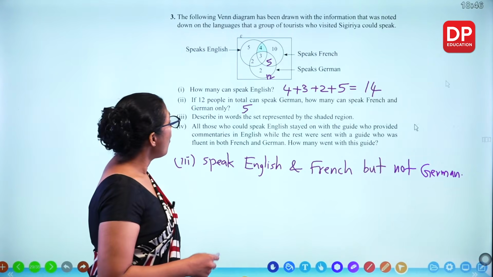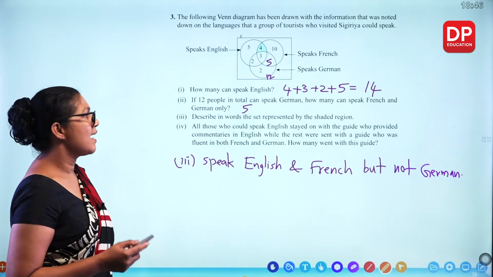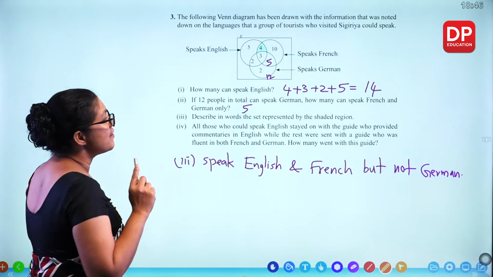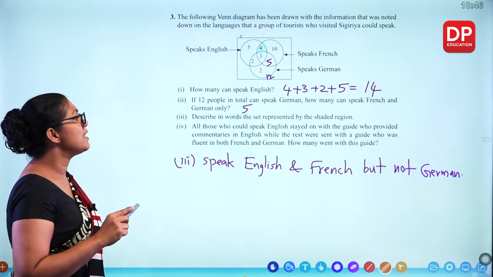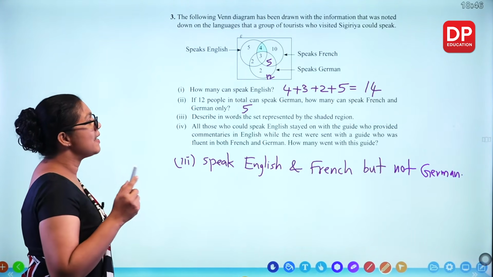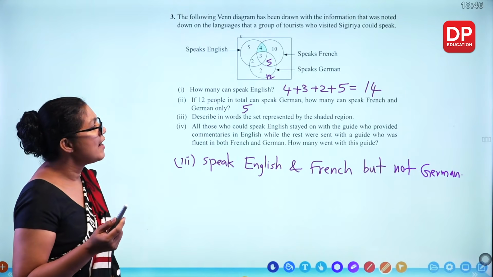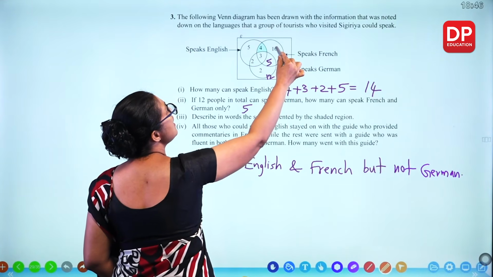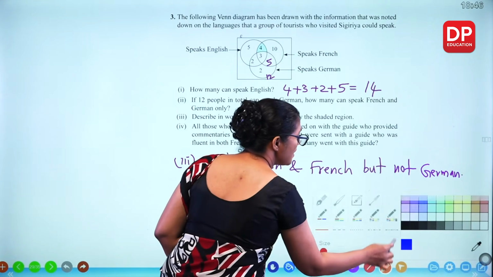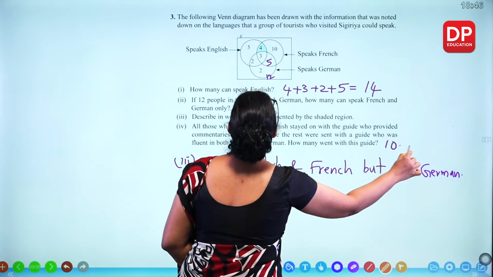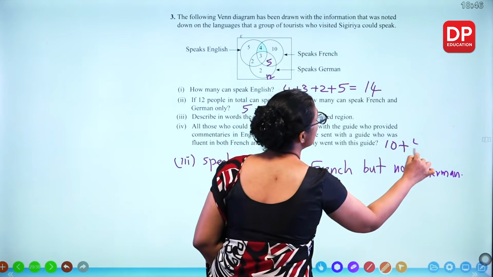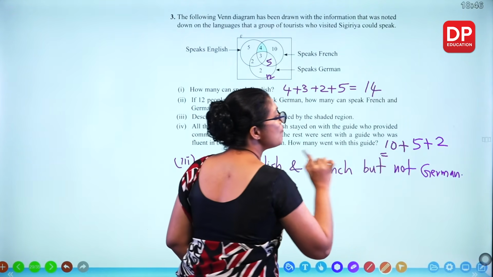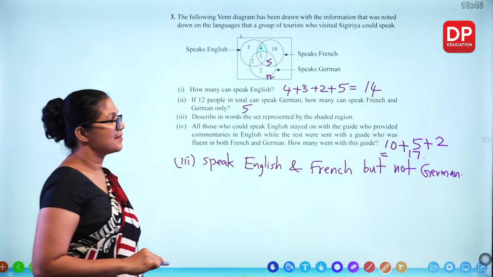Fourth part, all those who could speak English stayed on with the guide who provided commentaries in English. So that means this one. And while the rest were sent with a guide who was fluent in both French and German. So the guide can speak French or German. How many went with this guide? So that means outside this circle, and it can be either French, or both, or German. So altogether 10 plus 5, 15, 15 plus 2, 17.